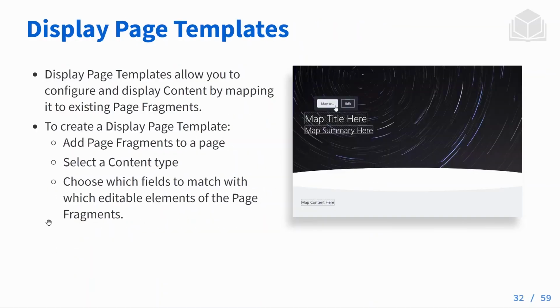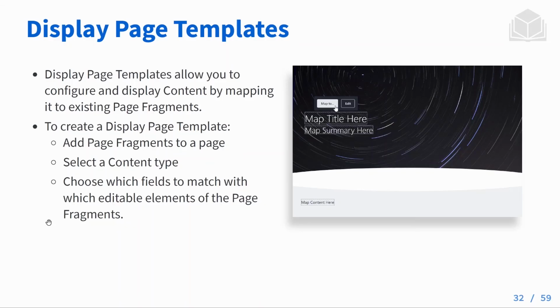Another way in which we can have our pages self-publishing is through the use of display page templates. So display page templates allow us to configure and display content based upon a mapping between an existing page fragment. If we want to use these display page templates, the first thing we need is a page fragment on a page. From there, we'll select a content type. We'll then decide which fields to map from the elements that can be edited within the page fragment.